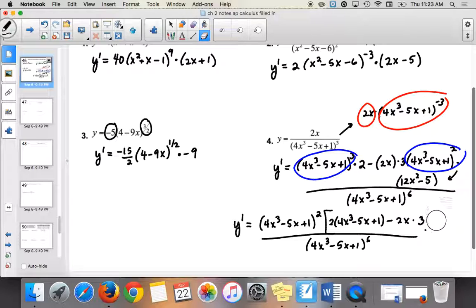Yeah, but I left it off on this one. So times 12x squared minus 5 right there. So all of this is just like after you simplified it? That would be a way to simplify.